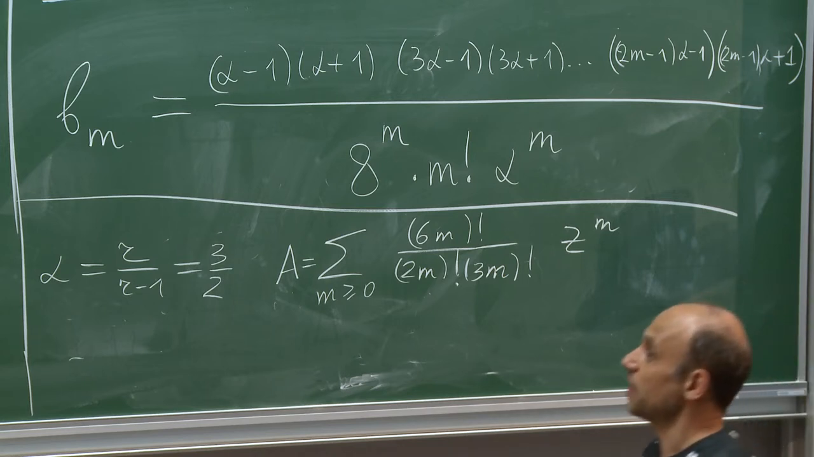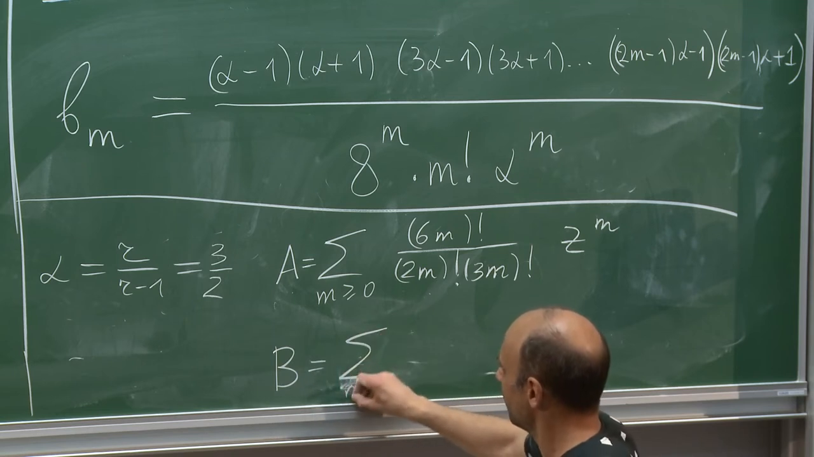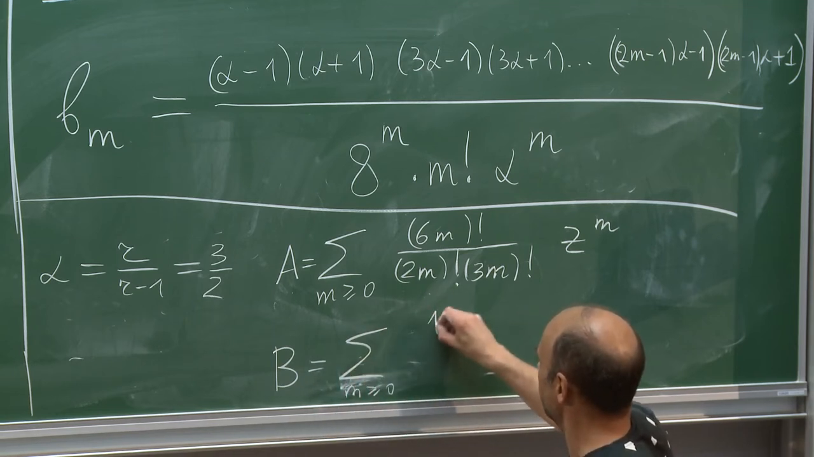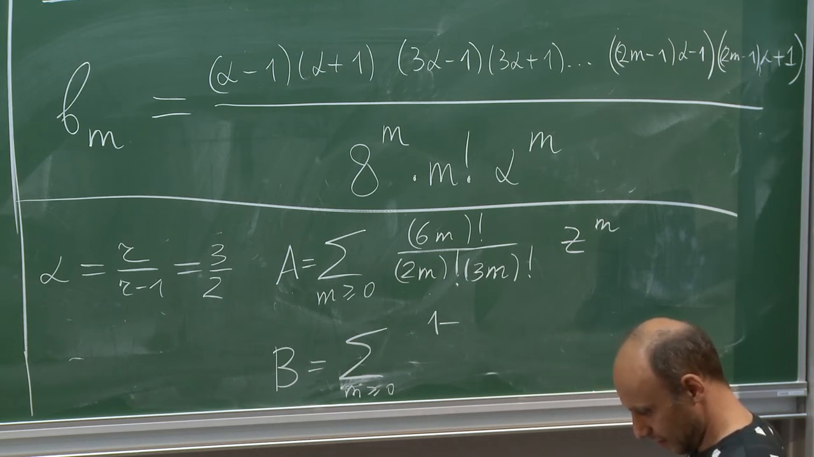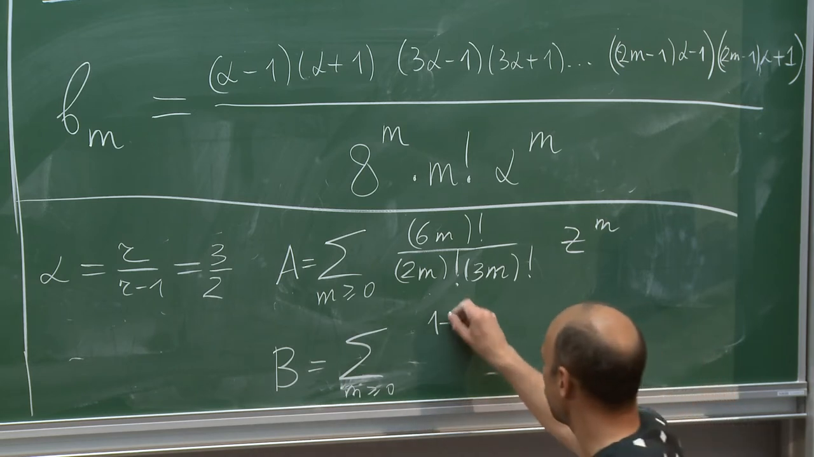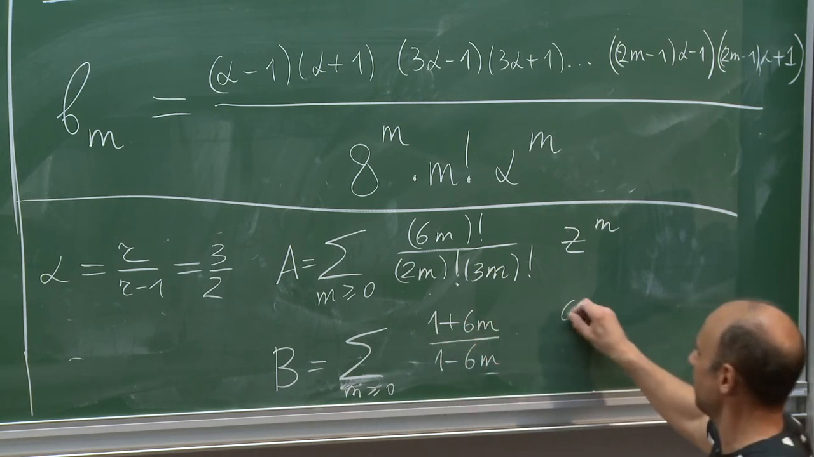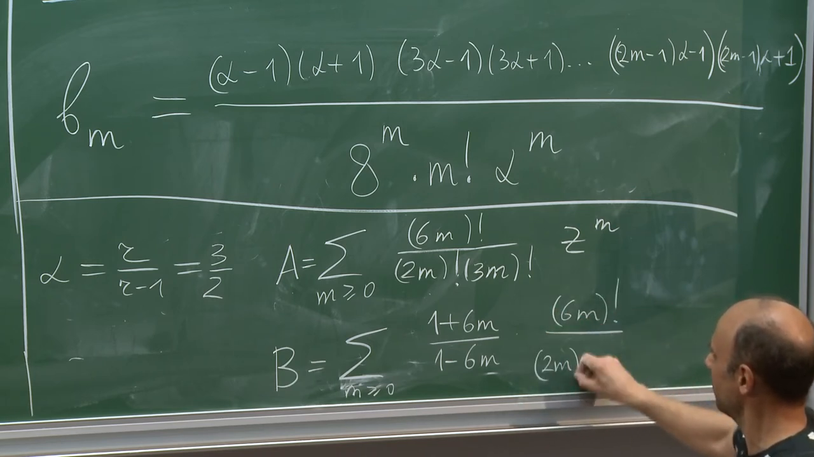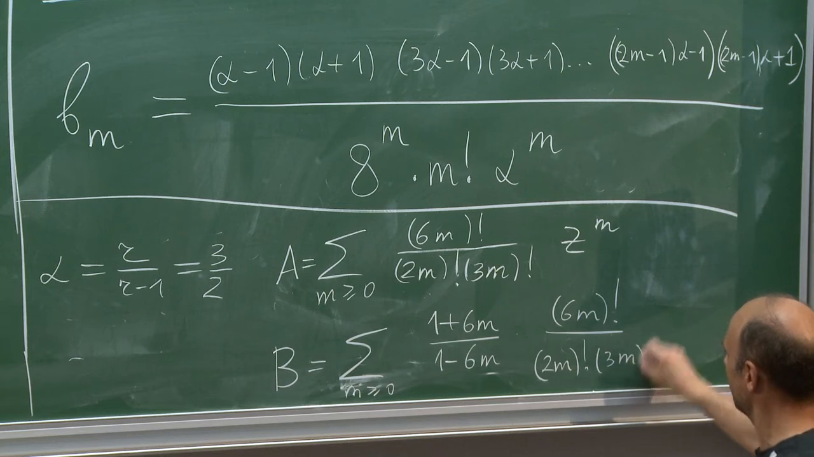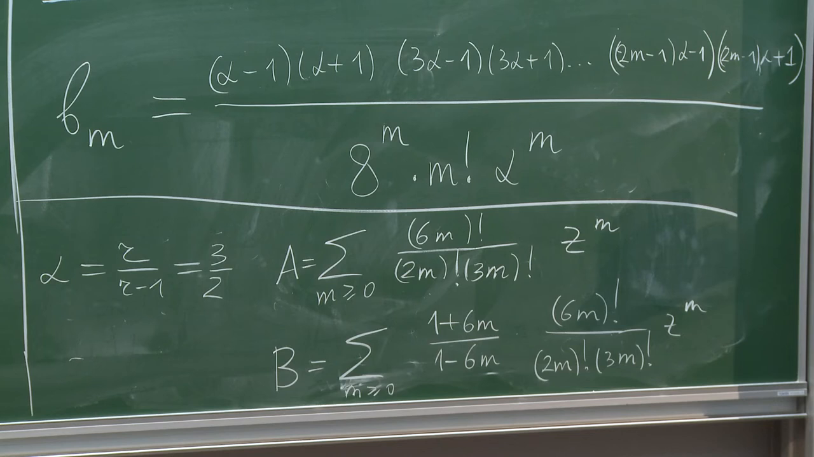The other one is obtained by differentiating this one in the asymptotic expansion. It's almost the same, but you write one, and let me check what it is. Yes, 1 plus 6m over 1 minus 6m. And then the rest is the same. So these are the coefficients you actually see in the R matrix of Witten's three-spin class.